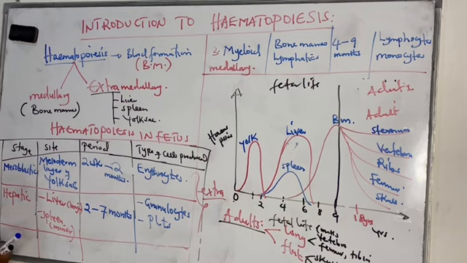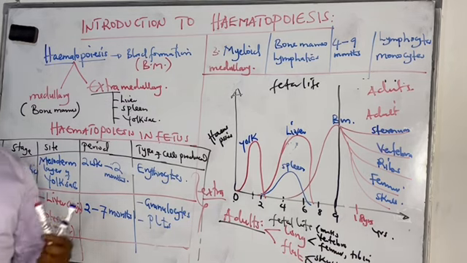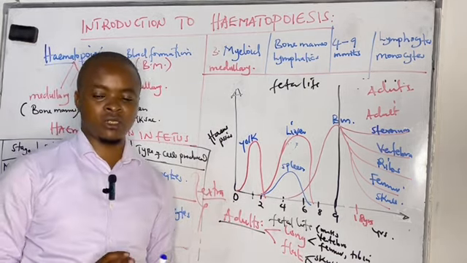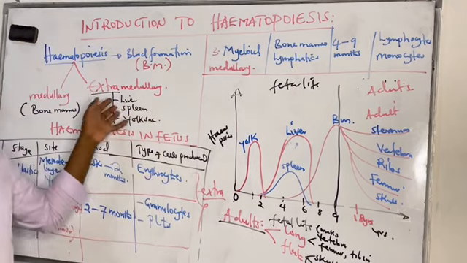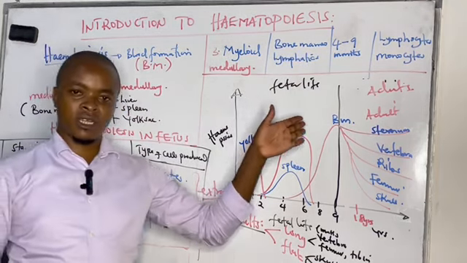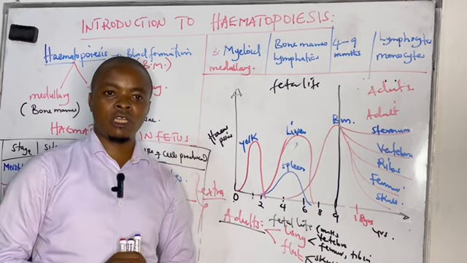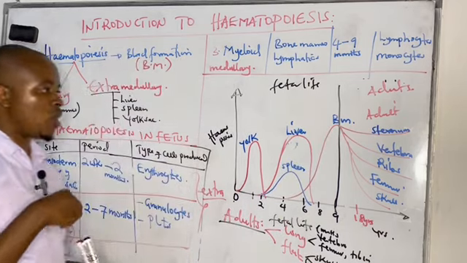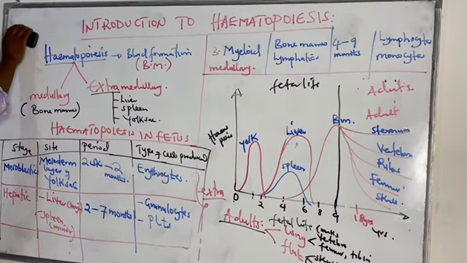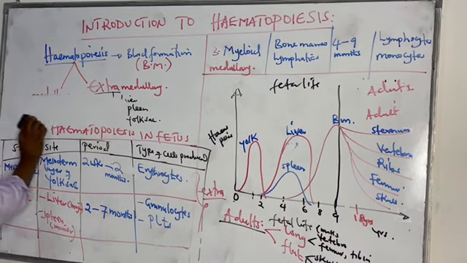So finally, in this video, we want to look at how hematopoiesis occurs. We have seen how it occurs in the fetus and how it occurs in adult life. So we want to go deeper and find out how it occurs, and which cells participate in hematopoiesis.